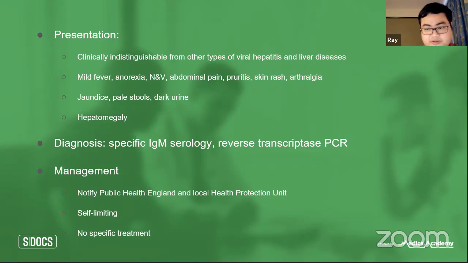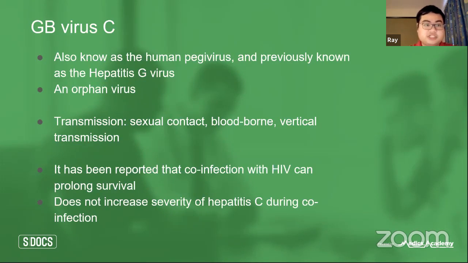Now, you might be wondering, going down the alphabet, are there any other letters? So are there other forms of hepatitis? Well, there is a virus called the GB virus C, which is also known as the human Peggy virus and previously known as the hepatitis G virus. So does that mean there is actually hepatitis G? Well, actually no, because later we found out that this GB virus C is an orphan virus. So it means that it infects humans, but it doesn't cause disease. Okay, and it's transmitted by sexual contact, but it's a blood-borne virus and vertical transmission as well.